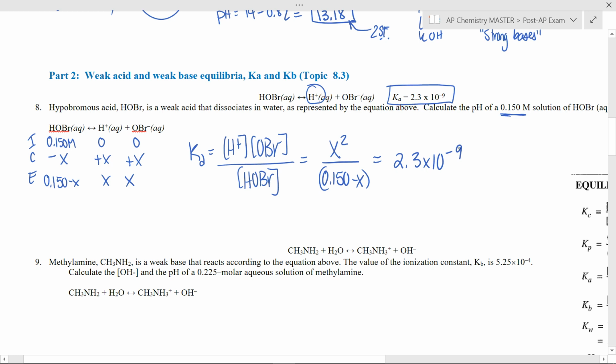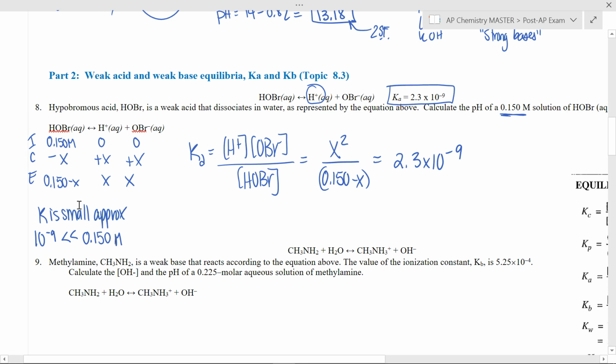In order to solve this, I would have to use the quadratic formula, but remember we have that nice trick when K is small. I can use this K is small approximation, and that works because the value of K, 10 to the minus 9, is much smaller than that initial concentration, 0.15. And by much smaller, we mean it has to be at least 10 to the third smaller, so like 3 orders of magnitude smaller than our initial concentration.